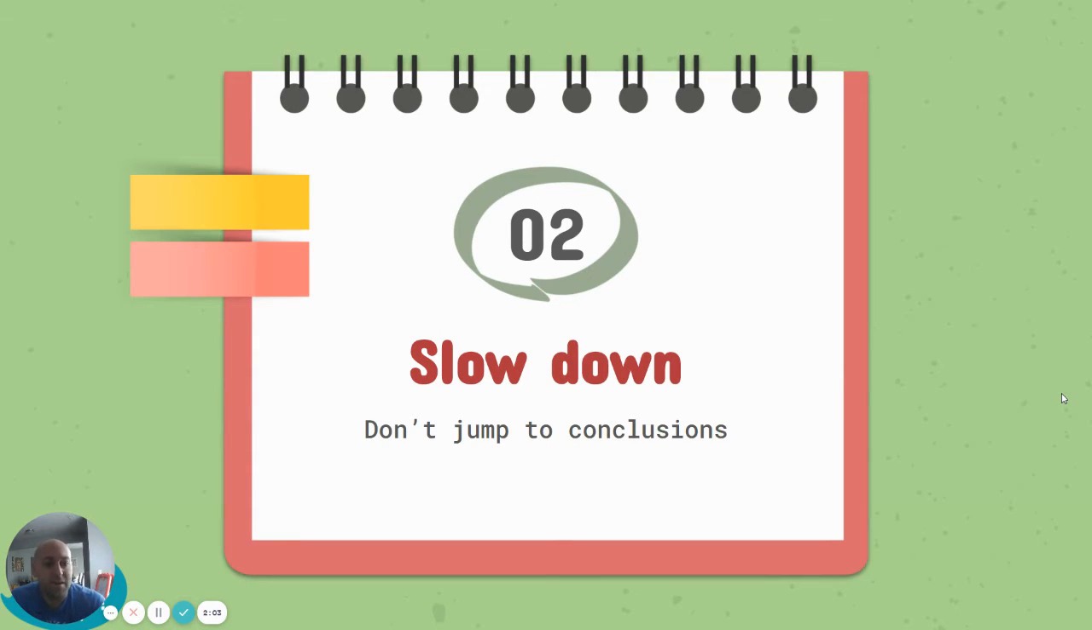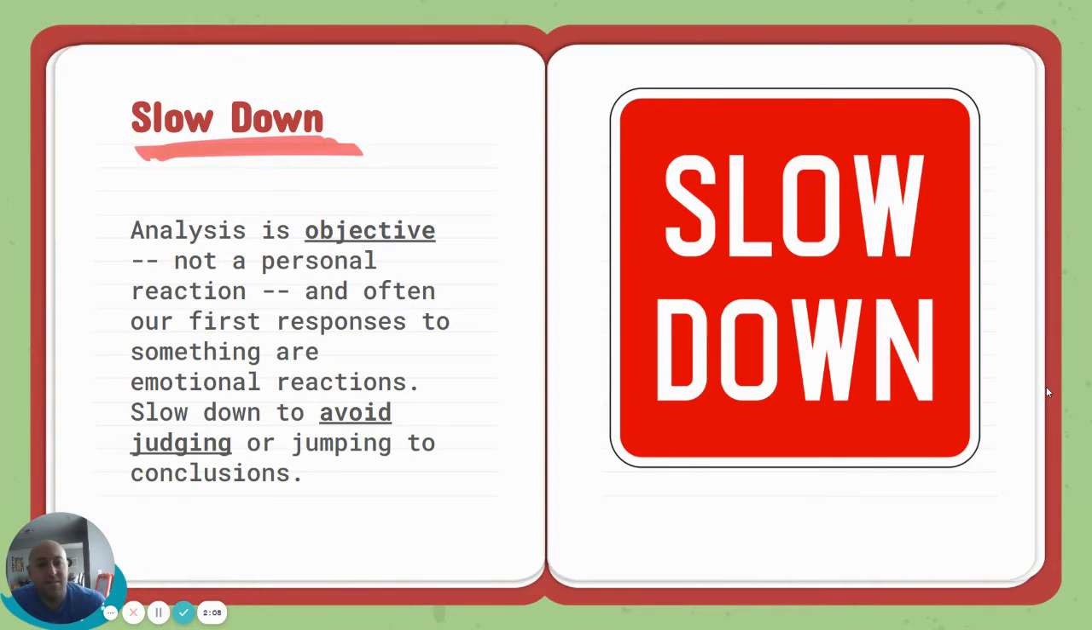Well, first thing we're going to talk about is how we slow down, not jump to conclusions, all right? So analysis is objective. Objective means that it's not a personal reaction. It's not an opinion, right? It's not based on how you feel or the opinions that you have. It is based on facts. It's about the things that you observe and see.